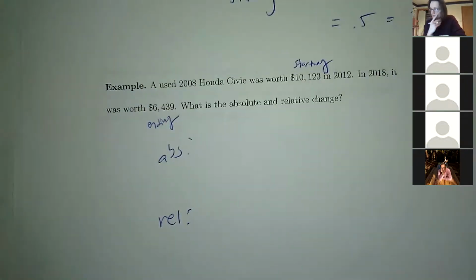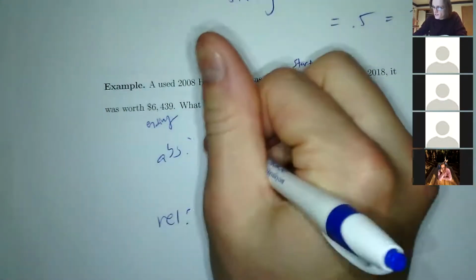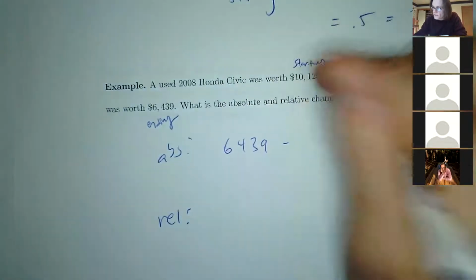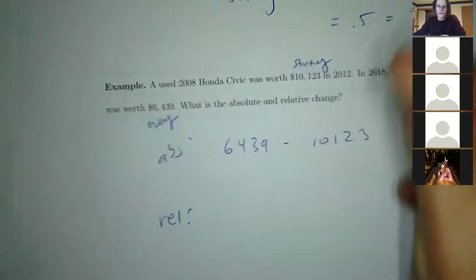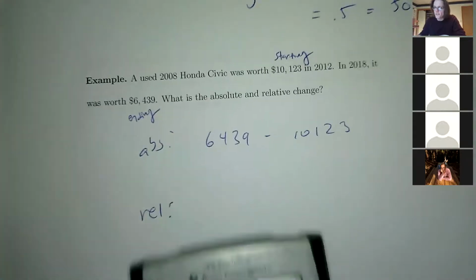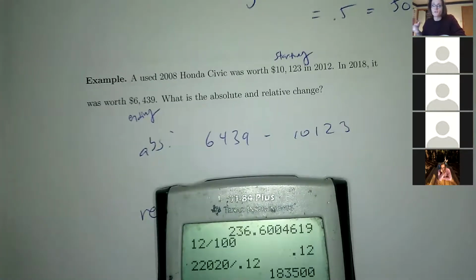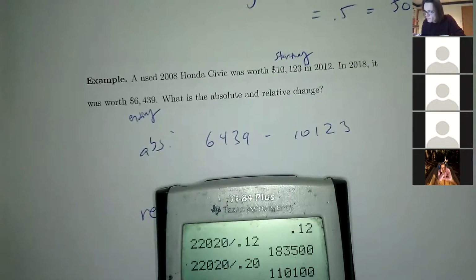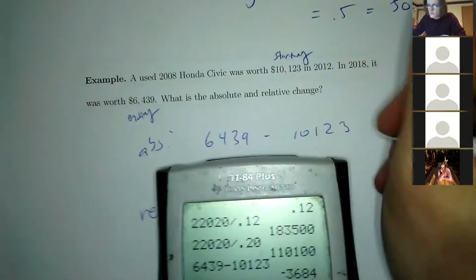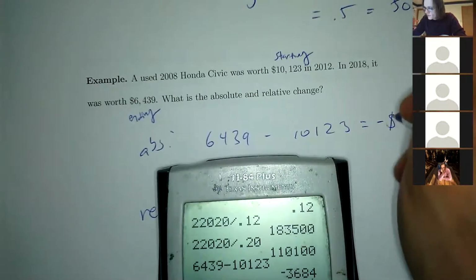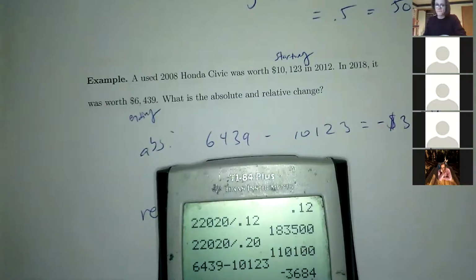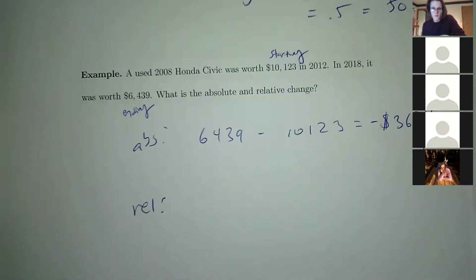So I'm going to do the ending minus the start. So I'm going to do the smaller, 6,439, minus the start, 10,123. And as I said, it can be negative. So this is an example where you'll get a negative absolute change and a corresponding negative relative change. So I do 6,439 minus 10,123. So I get minus, and it's dollars, so you can put dollars here, 3,684. Right. So it's a car, so it depreciates in value as time goes on and wears out.